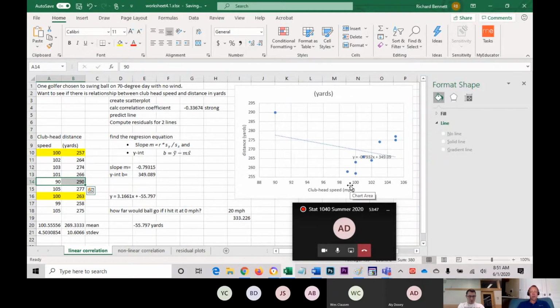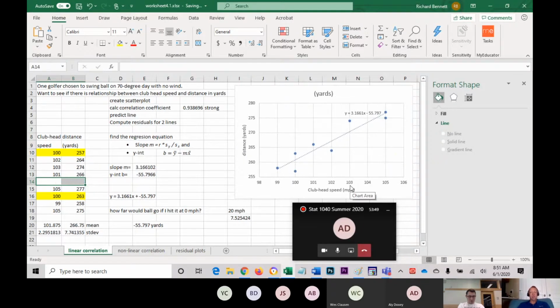And so the idea here is you generally like to avoid outliers when you're doing this because it's going to have a big impact on your regression line. So does that make sense?